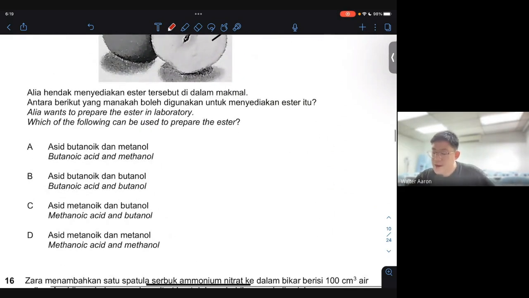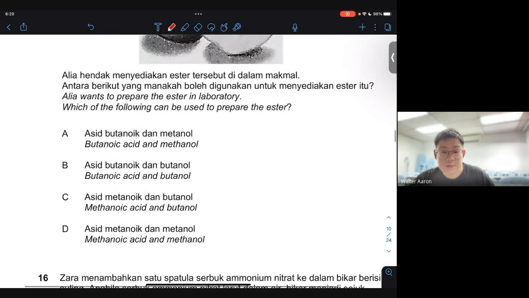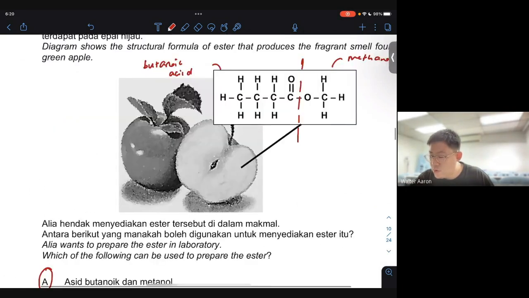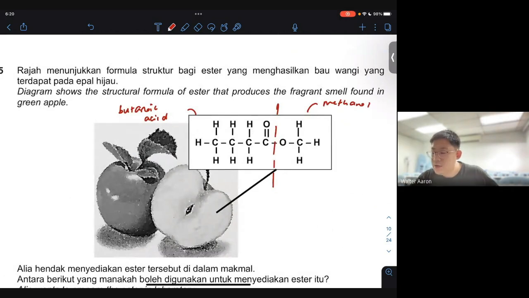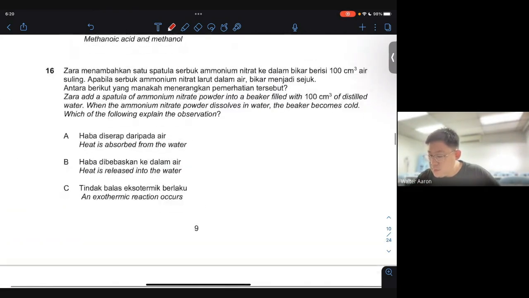So Alia wants to prepare the ester in the laboratory. Which of the following can be used to prepare the ester? To prepare the ester, you need one particular carboxylic acid and one particular alcohol. So the best answer here is methanol and butanoic acid. So number 15 is A. We already named this: the left side is a 4-carbon carboxylic acid, and the right side is a 1-carbon alcohol. That's it.